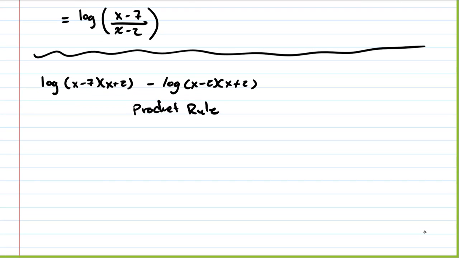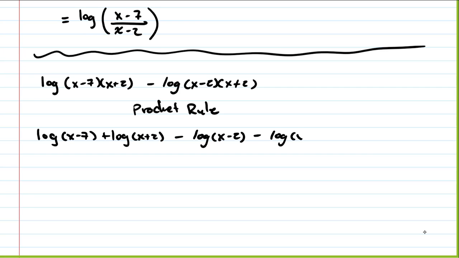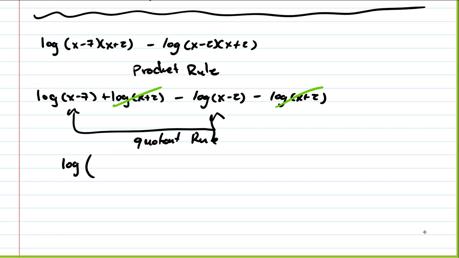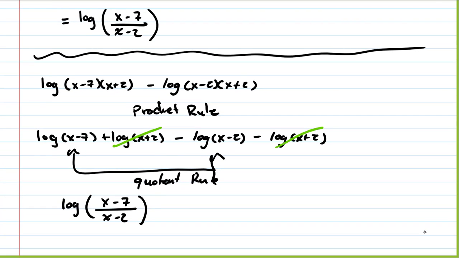And that would give us the logarithm of x minus 7 plus the logarithm of x plus 2 minus the logarithm of x minus 2 minus the logarithm of x plus 2. And we have this and this are equal but opposite, so they add to 0. And then by the quotient rule, we end up with the logarithm of (x minus 7) over (x minus 2). Exactly the same answer we got doing it the other way, right?